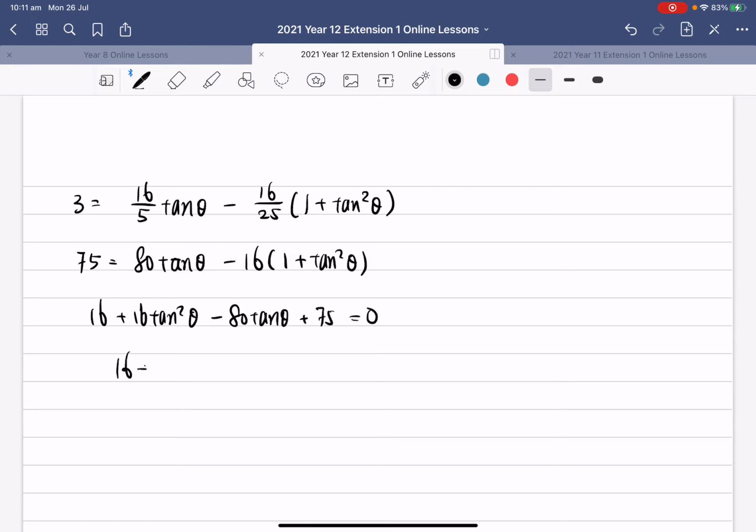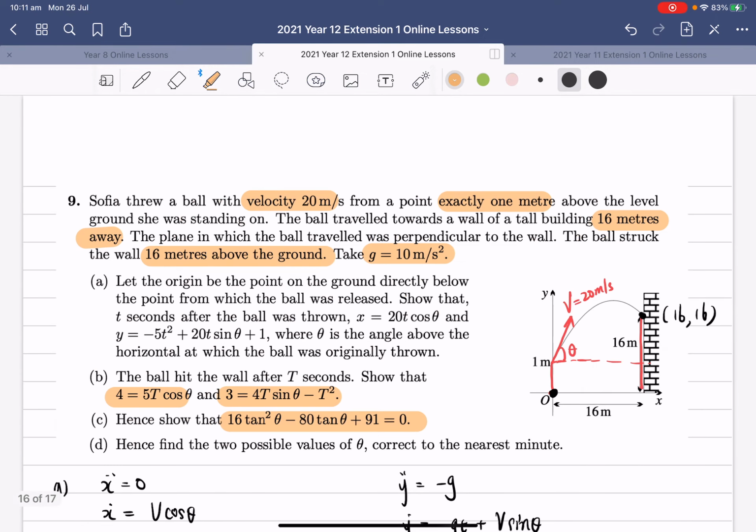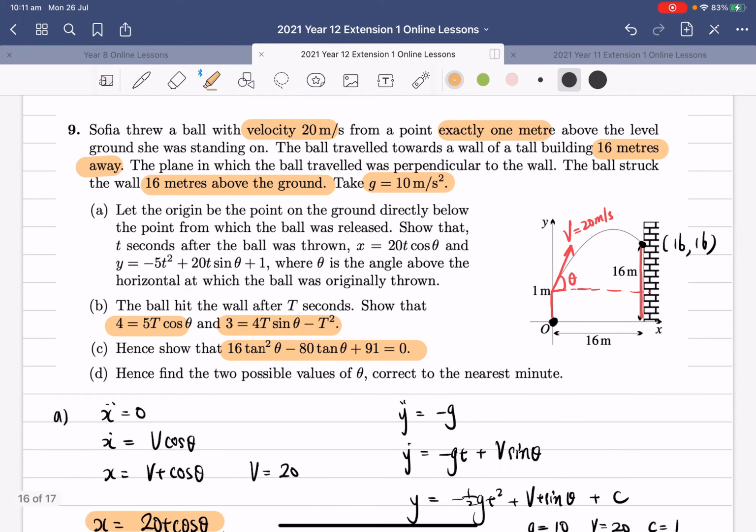So we end up with 16 tangent squared theta minus 80 tangent theta, and then we have 16 plus 75, which is 91, equals 0. Let's hope that's the answer. 16, 80, 91. Yep, that is the answer to the question. Now, the last question here: find the 2 possible values of theta, to the nearest minute.